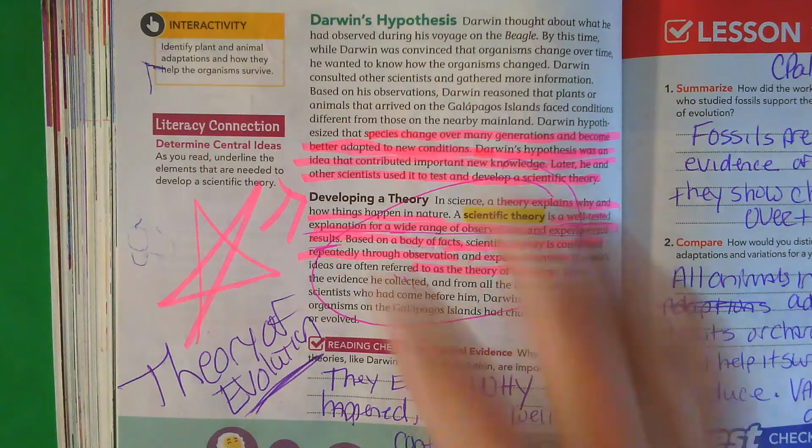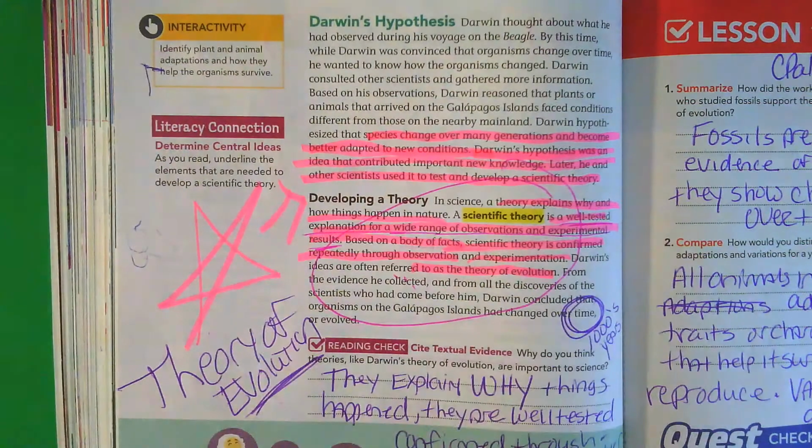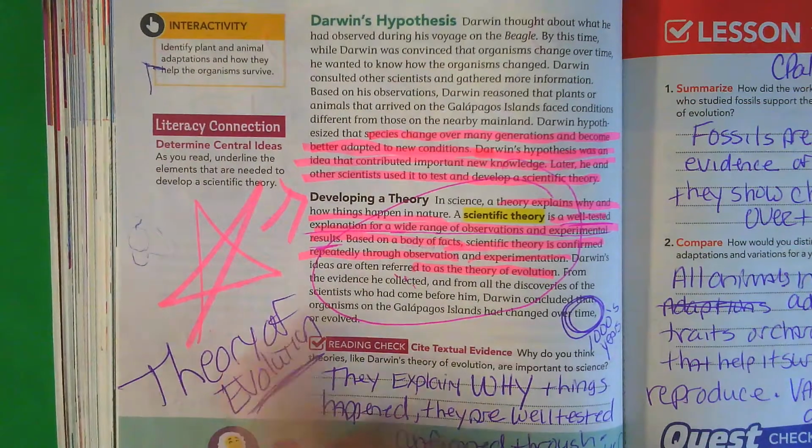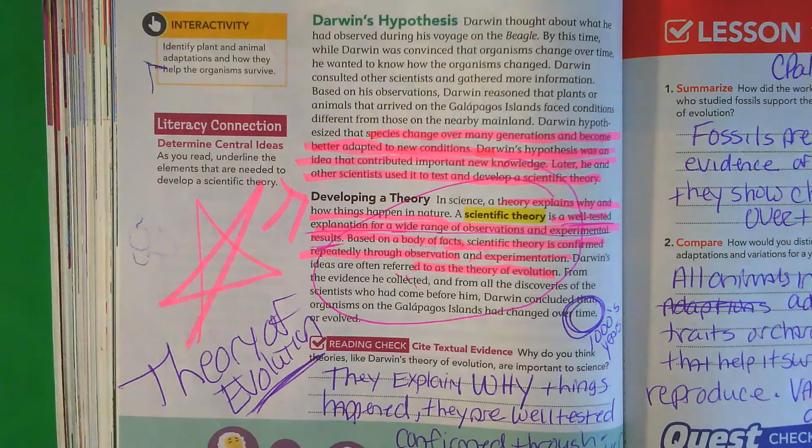This is probably the most important part of this whole lesson. I put a big star. This is the theory of evolution right here. And all of this has been highlighted in pink. Species change over many generations and become better adapted to new conditions. Darwin's hypothesis was an idea that contributed to important new knowledge. Later, he and other scientists used it to test and develop a scientific theory.